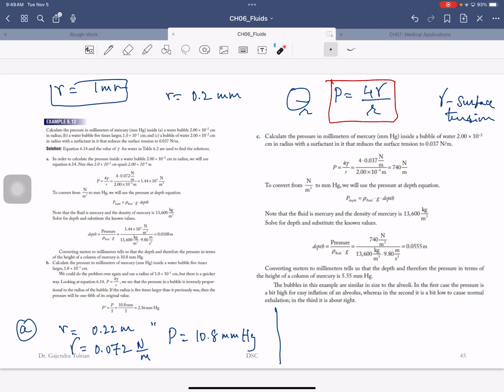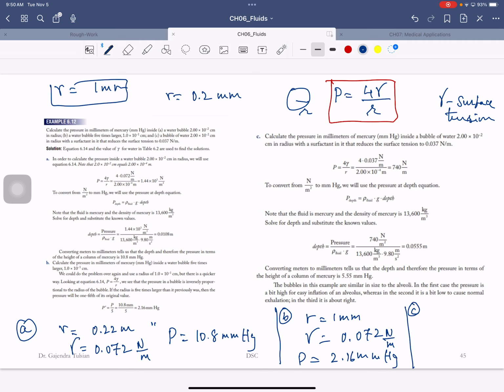For part B, the radius is 1 millimeter. This is what happens for emphysema patients. Several of the alveoli have coalesced. They become a large bubble. And because they've become a large bubble, the pressure decreases. We're using the same gamma, 0.072 Newton per meter, and the pressure reduces to 2.1 millimeters of mercury.